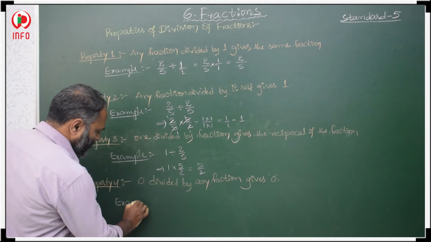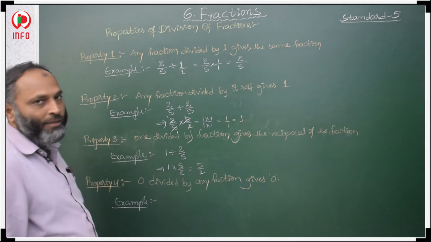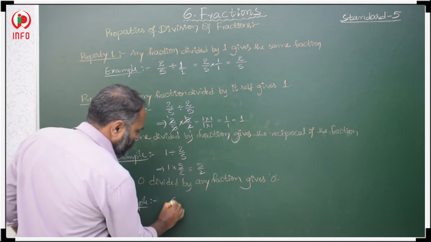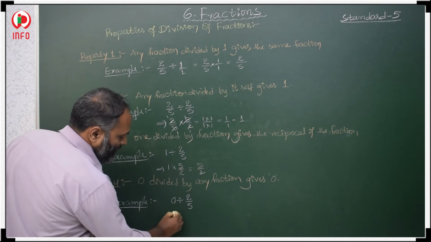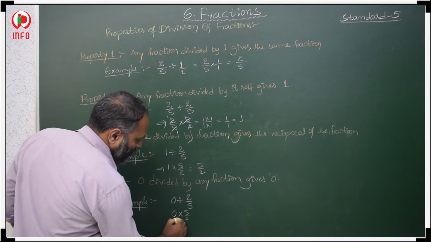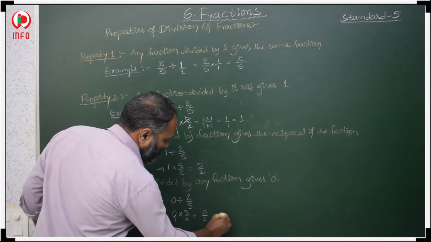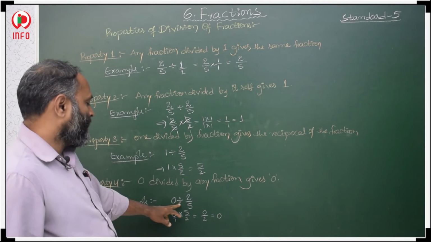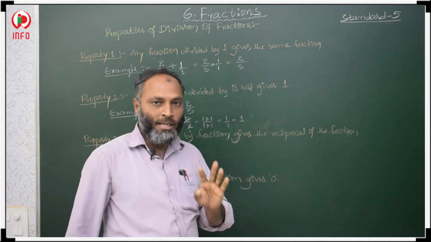Then the fourth property. What is the fourth property? 0 divided by any fraction. Say 0 divided by 2 by 5. Then what will it be? 0 into 5 by 2, that is 0 by 1, 0 fives are 0, 2 ones are 2. 0 by 2 is 0. 0 divided by any fraction, the answer is 0. These are the four properties.